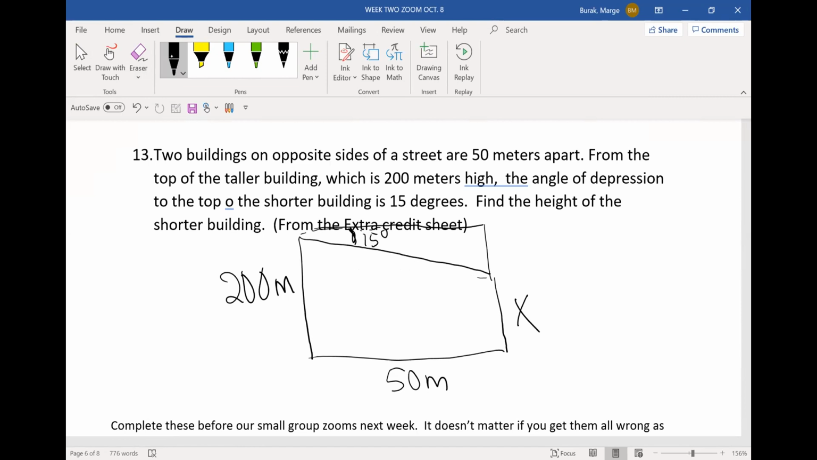This is also an example of a problem you could share using right triangles. Here's a triangle, but you've got to work to this angle right here. This 15 degrees is the same as this 15 degrees. This 50 is the same as this 50. This whole thing is 200. This is 200 minus X.